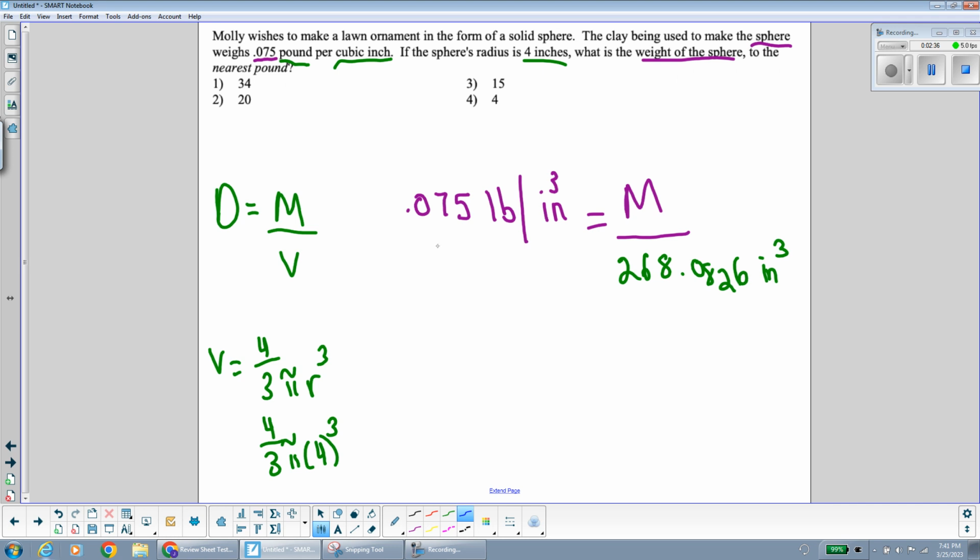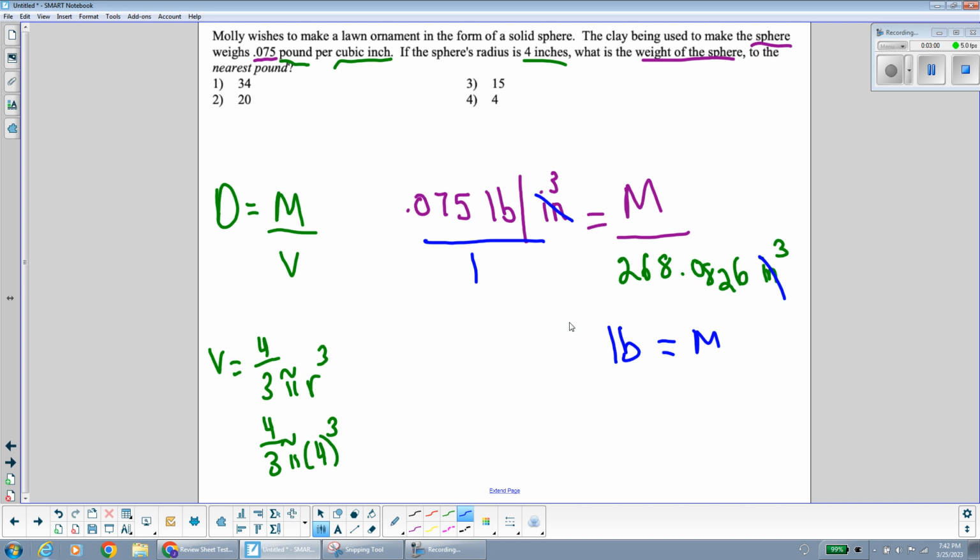So now I'm going to just stick this over 1 and cross multiply to solve for m. Notice how cubic inches is in the numerator and the denominator, so it cancels out. We're left with just pounds, which is the mass unit. So that makes sense because we are looking for the mass in this question. That makes sense that the volume units would cancel out and we'd be left over with the mass unit.